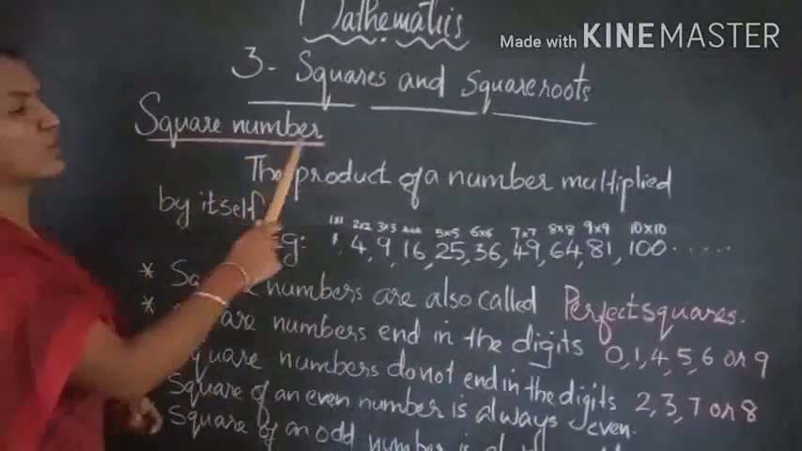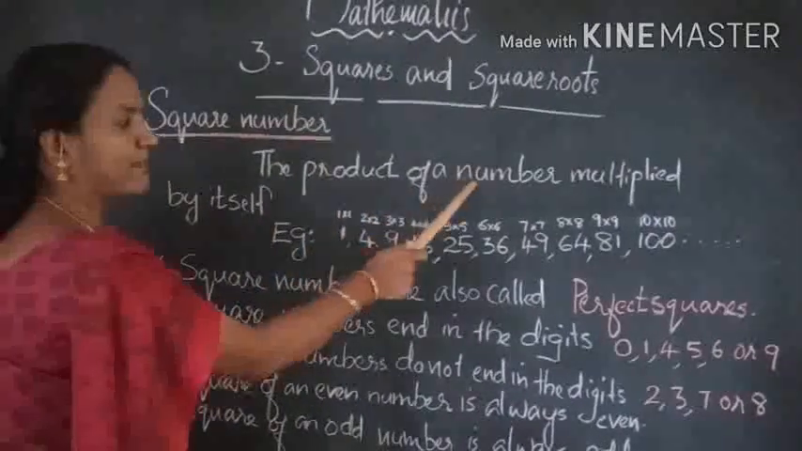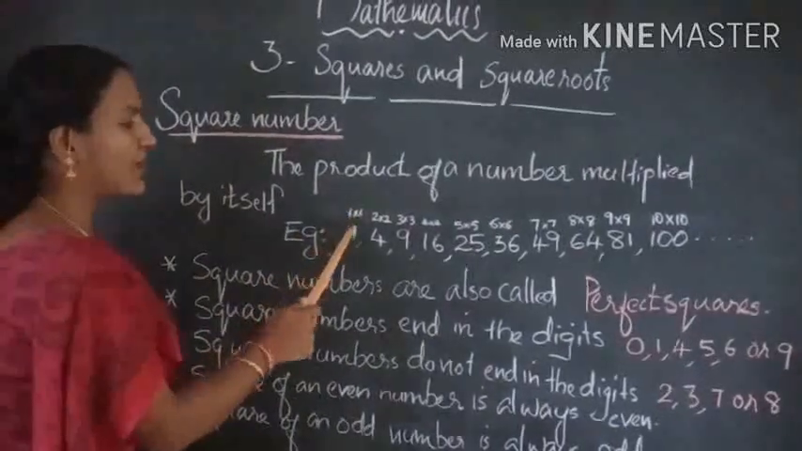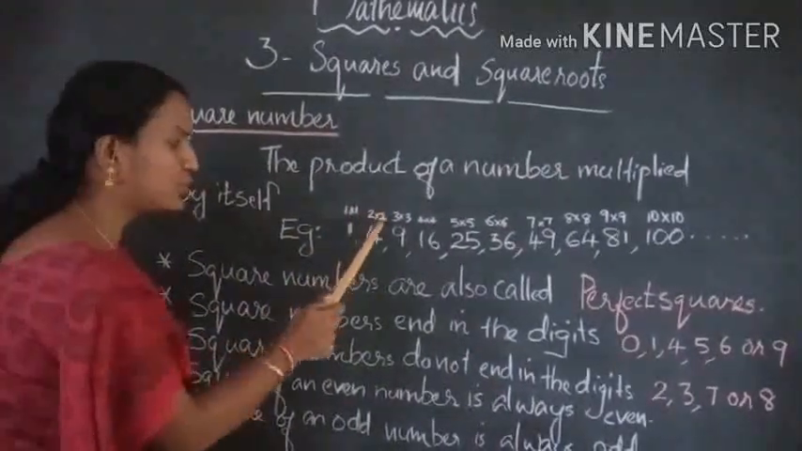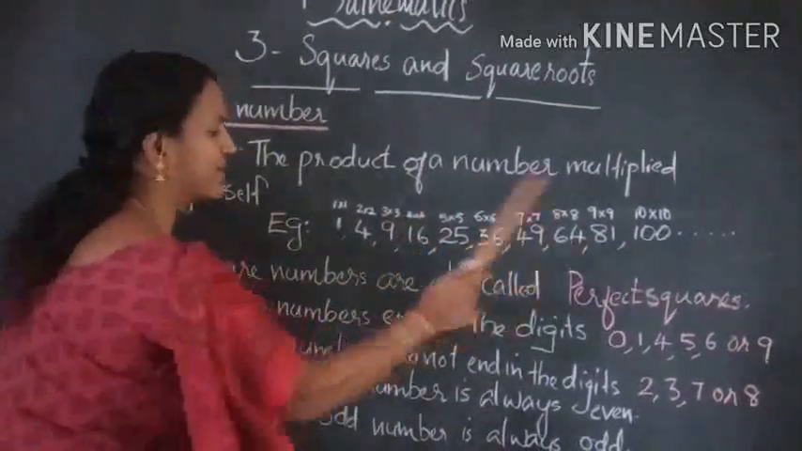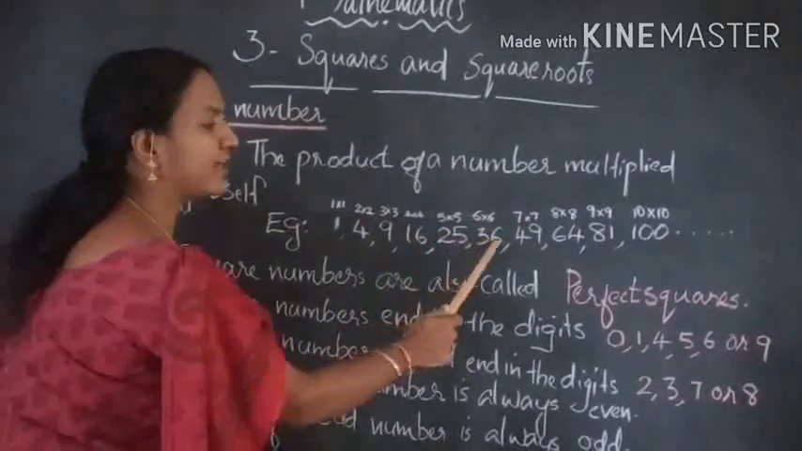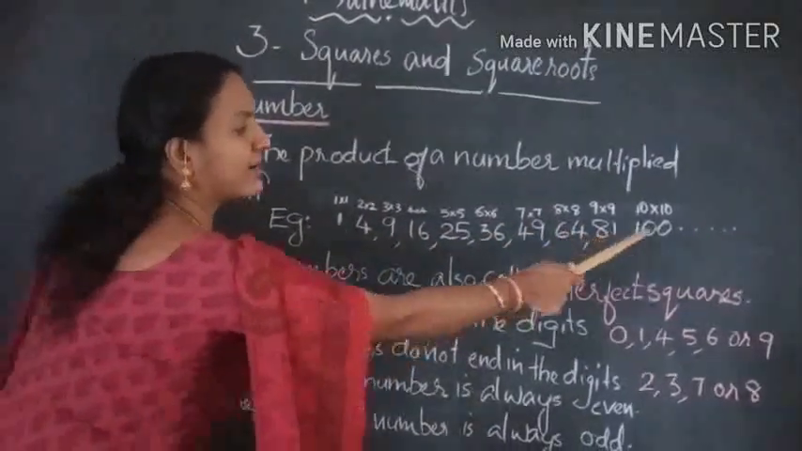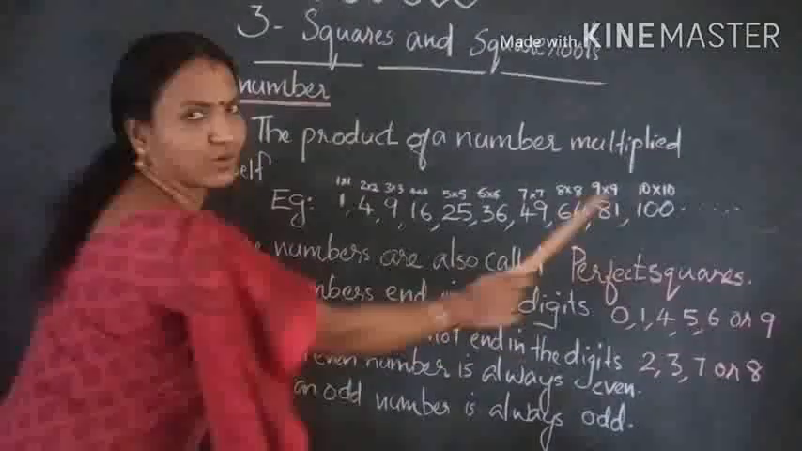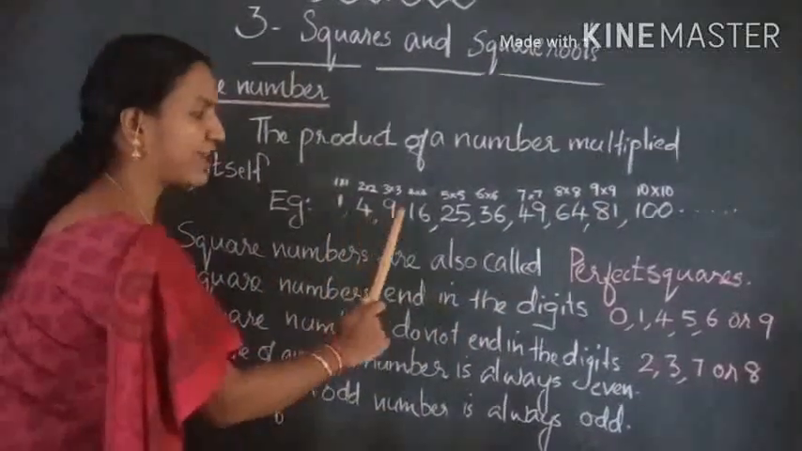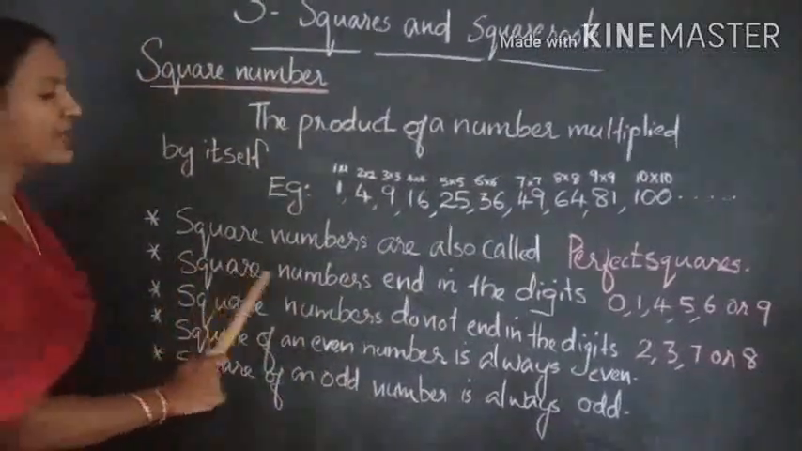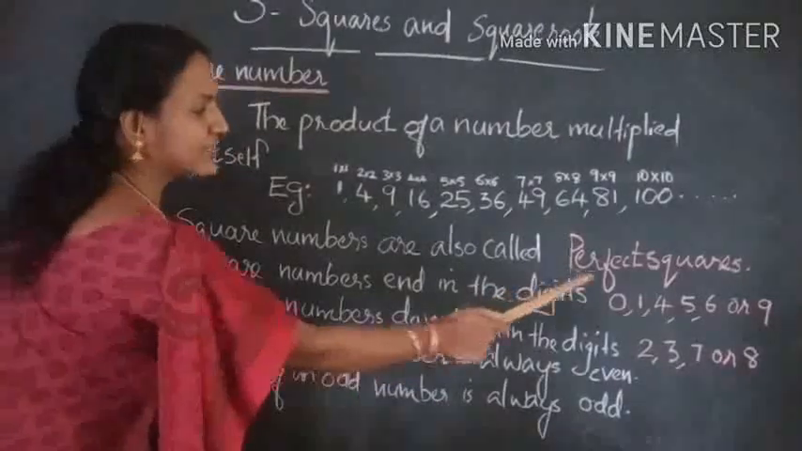Let's define square number: the product of a number multiplied by itself. Example: 1 into 1, 1. 2 into 2, 4. 3 into 3, 9. 4 into 4, 16, etc. 1, 4, 9, 16, 25, 36, 49, 64, 81, 100, etc. The square numbers are also called perfect squares. That means 1, 4, 9, 16, etc. are called perfect squares.